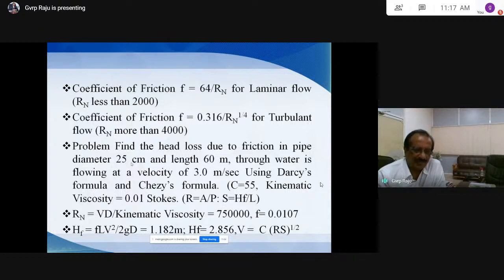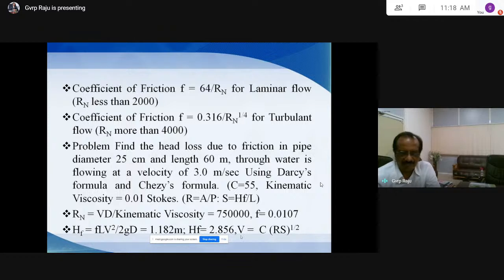So the diameter is 25 centimeters, so R is equal to 0.25 by 4, where d is 0.25 meters. Then S is the slope here, which is equal to hf by L. So hf is not known. It is required to find out head loss due to friction, divided by L, the length of the pipe. The length of the pipe is 60 meters here.